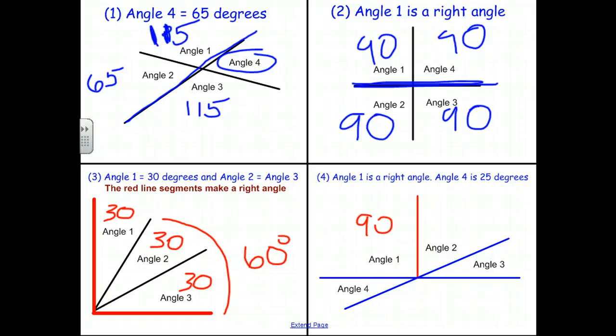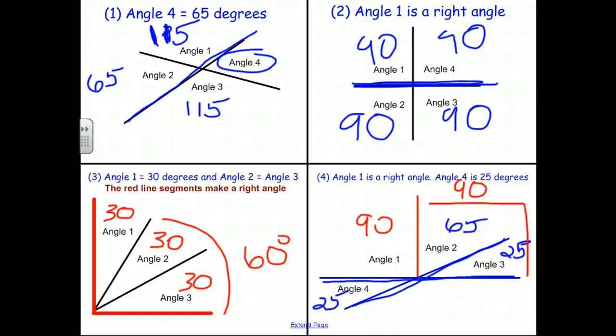And finally for number 4, angle 1 is a right angle, which is 90. Angle 4 is equal to 25 degrees, and so looking at the vertical angles that are made with angle 4 and angle 3 by the crossing of the two blue lines, which is why I highlighted them in blue. If angle 4 is 25, angle 3 must also be 25. And if that's true, angle 2 and angle 3 have to add up to 90 degrees because they are complementary angles, and the complementary angle to 25 degrees is 65.